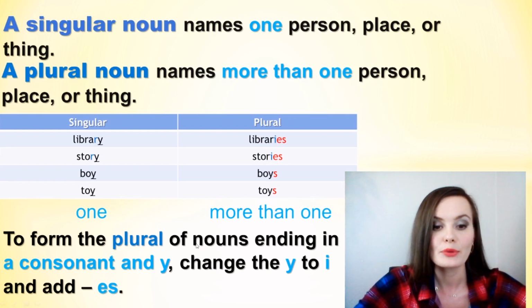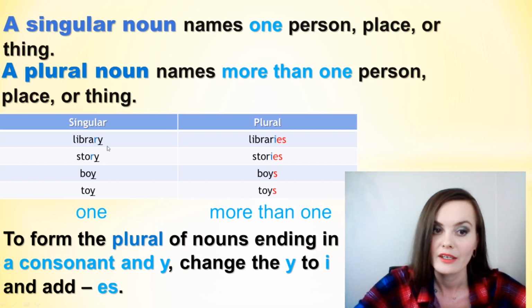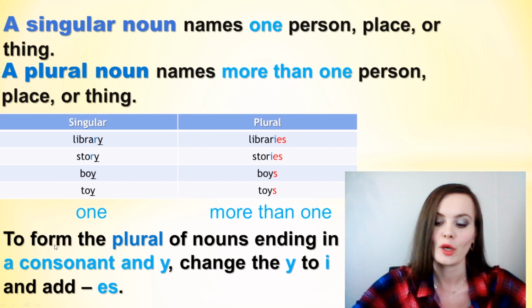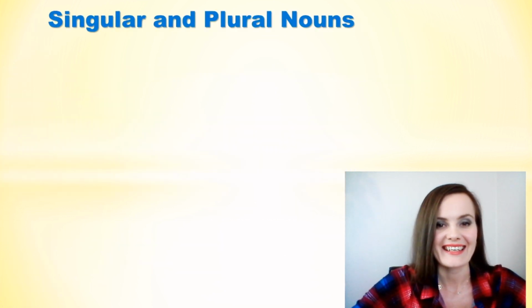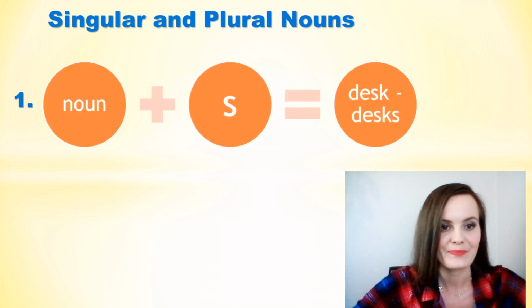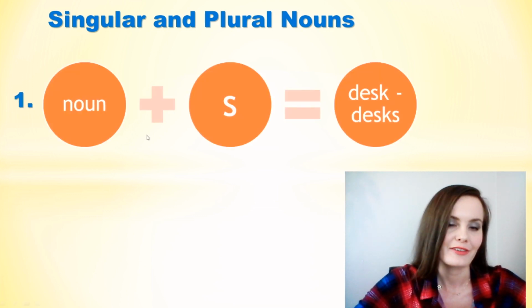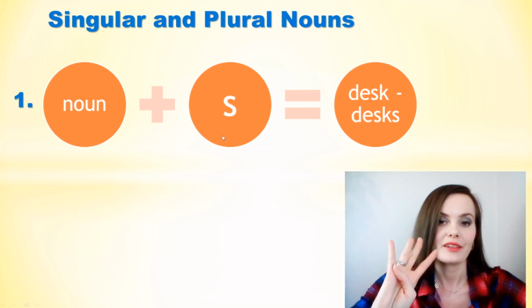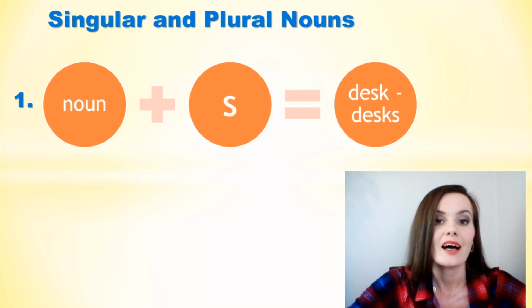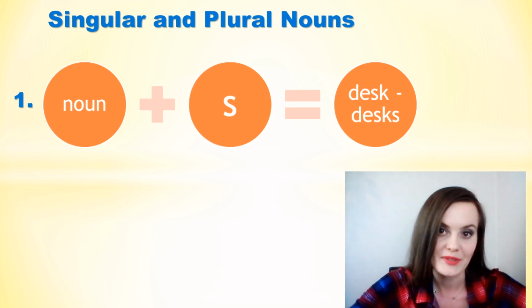To form the plural of nouns ending in a consonant and Y, you can see here consonant and Y, change Y to I and add ES. This is our rule. Hope you remember this. Okay, so singular and plural nouns. I created for you such kind of visual. Hopefully it will help you to memorize all these four ways how to make plural nouns.